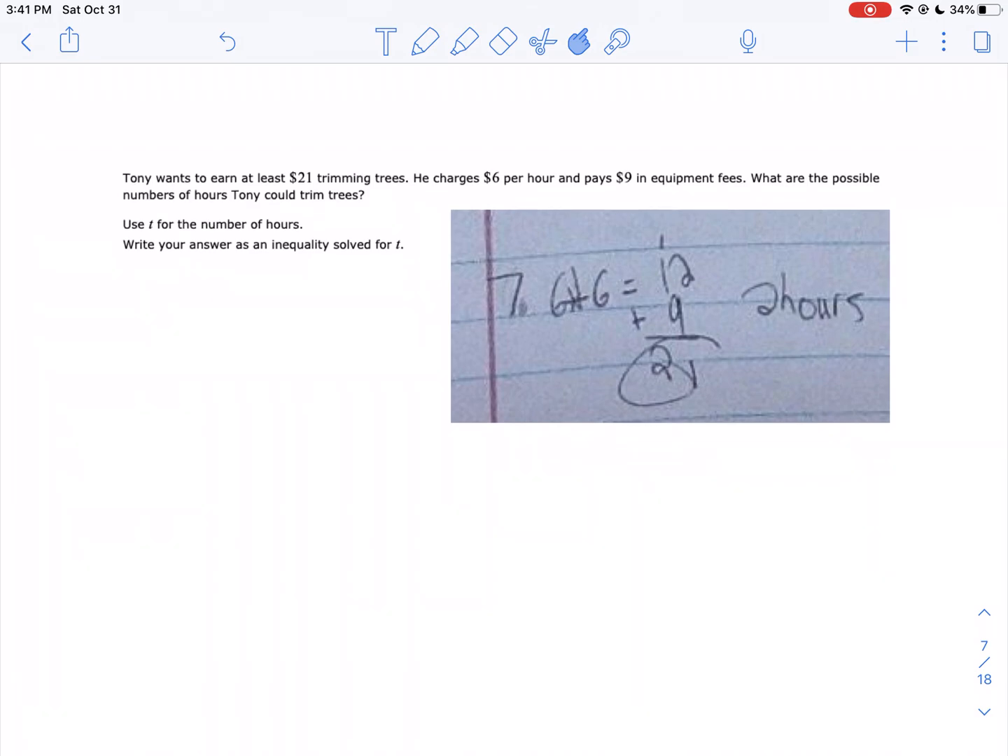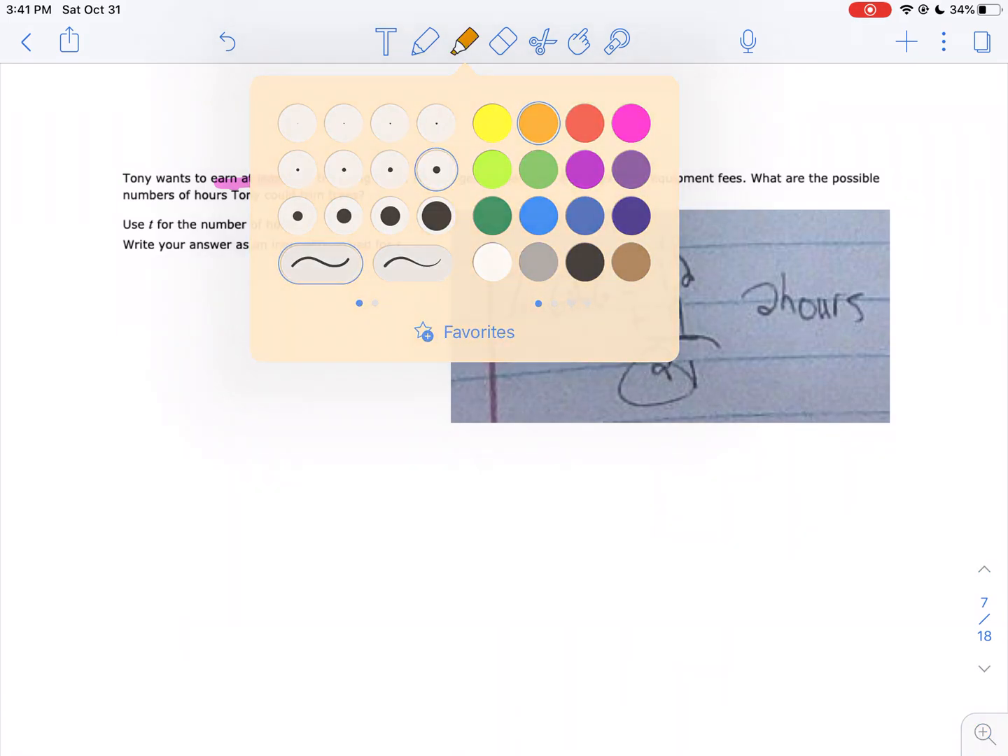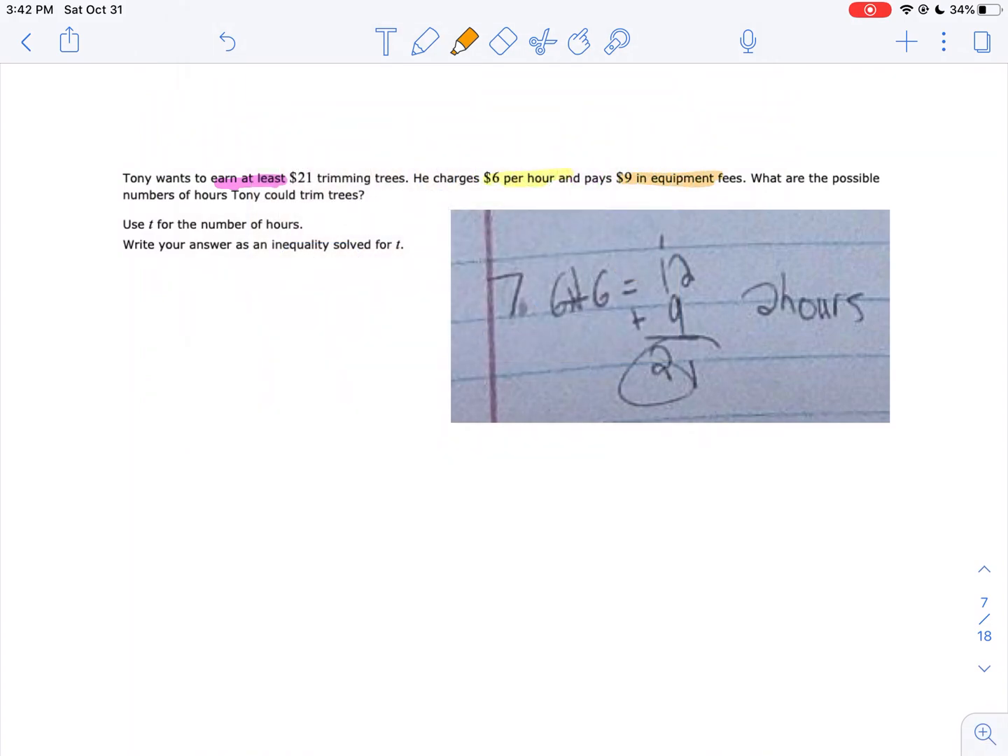Okay, on this one, you've kind of got the work, but you didn't do what you're asked. It's just Tony wants to earn at least. So number one, we have an inequality. It says at least $21 trimming trees. He charges $6 for every hour and $9 for an equipment fee. In other words, he charges $9 no matter what. What are the possible number of hours Tony could trim trees?